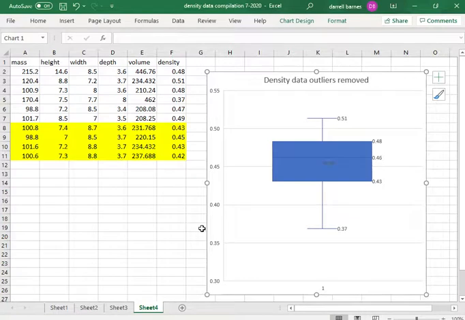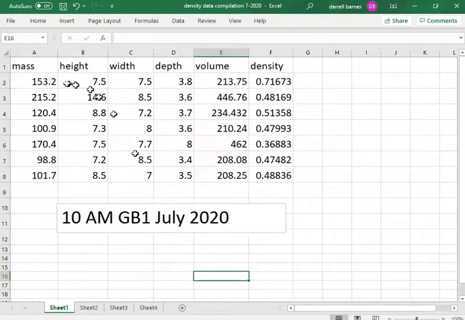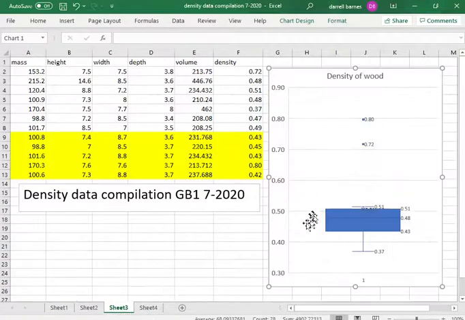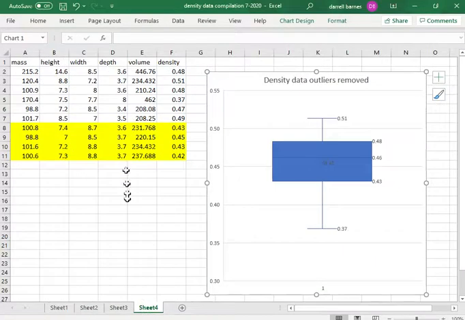Let's break this down. We may have 10 or 15 sheets by the time we're done. Let's go through this step by step and learn how to take basic data and do something with it and make it look nice.